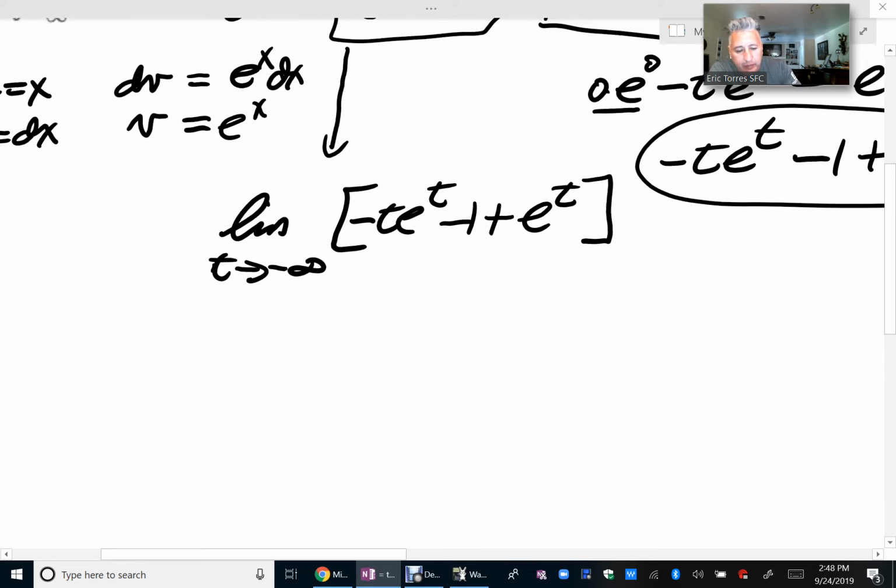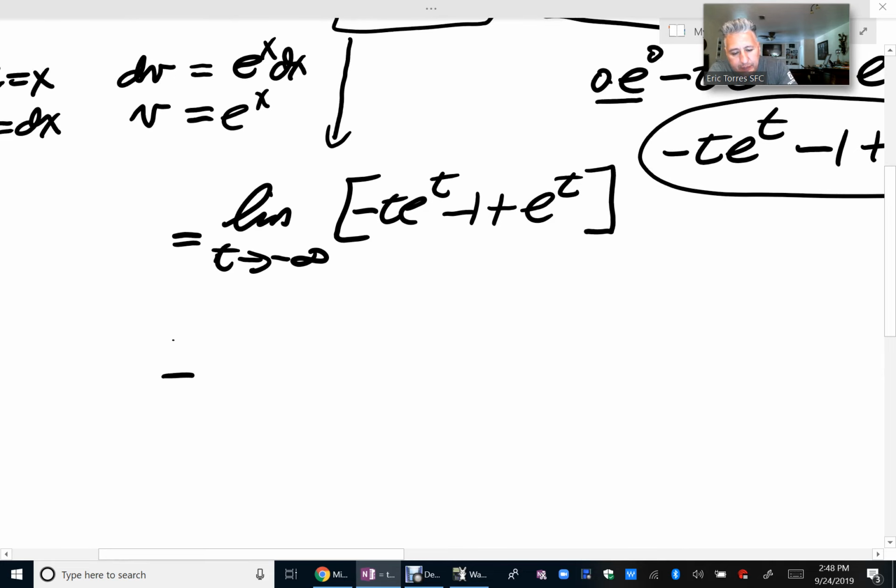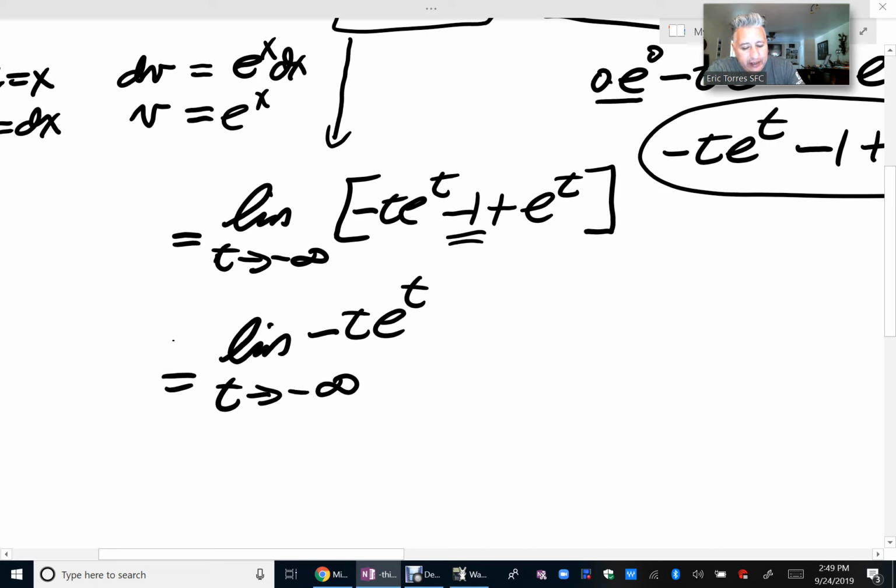So what does that equal? For the first part, I cannot take the limit directly, so I'm going to write that as a limit: the limit as t approaches negative infinity of negative t e to the t. However, I can take the limit of the rest. It's just going to be minus 1. And the limit of e to the t as t goes to negative infinity is going to be 0. So to answer this question, I just have to evaluate this last limit.